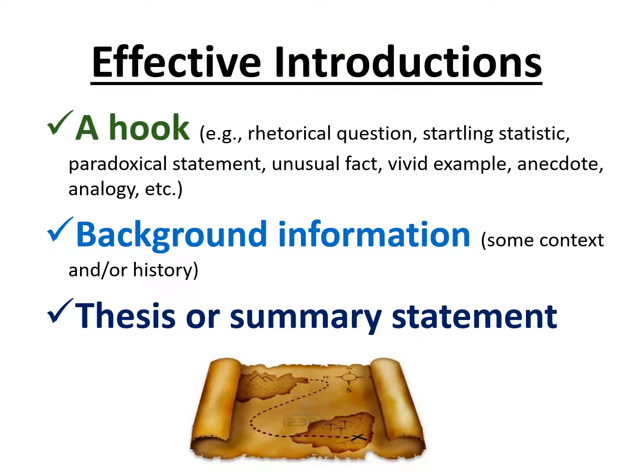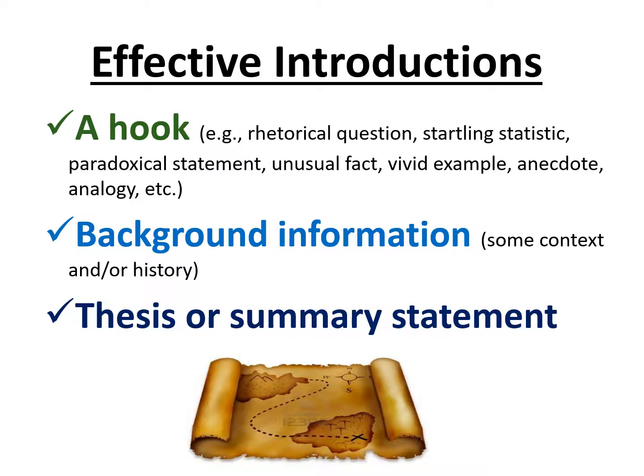In general, in academic writing, there are three main components to an effective introduction paragraph. The first part, you're going to lead off with a hook. You want to get your reader interested in your essay. So a hook can be a rhetorical question, a startling statistic, a paradoxical statement, unusual fact, a vivid example, an anecdote, an analogy. So your hook, in fact, is the one part of your introduction that can be pretty specific. And again, you can employ the modes of explanation in your hook.